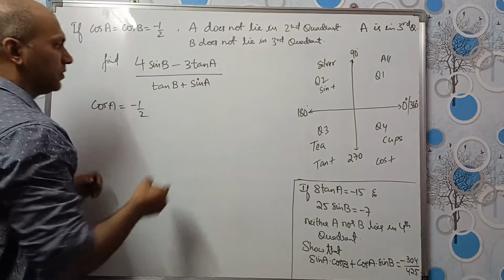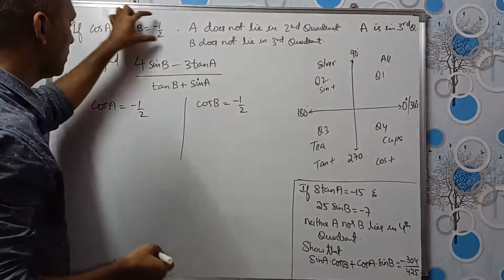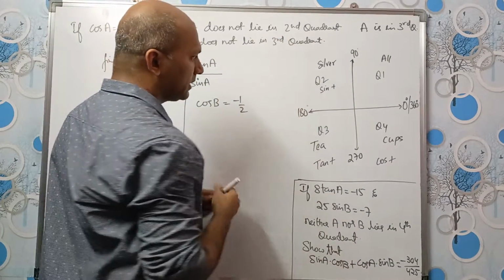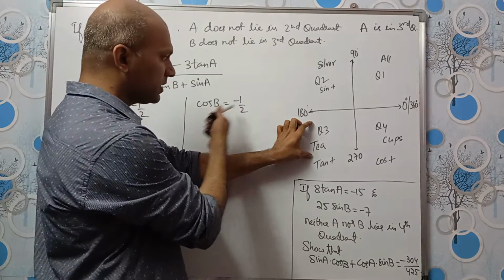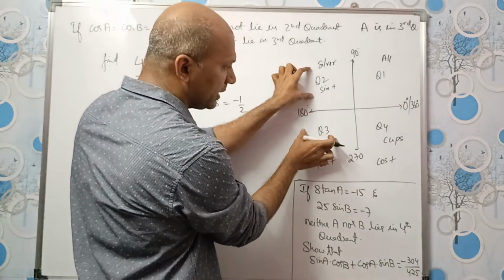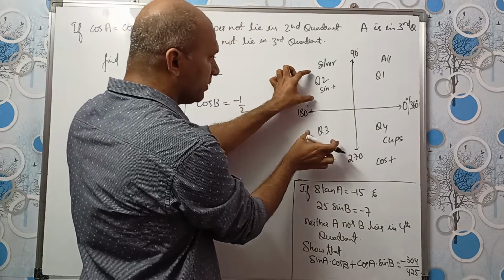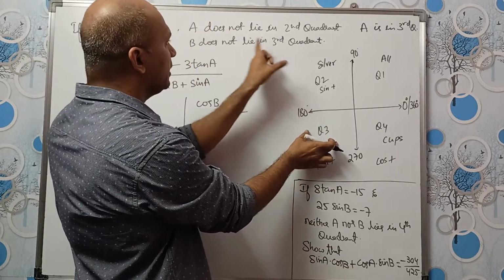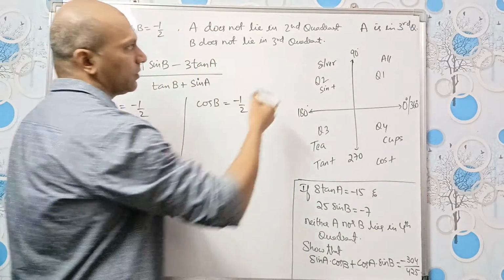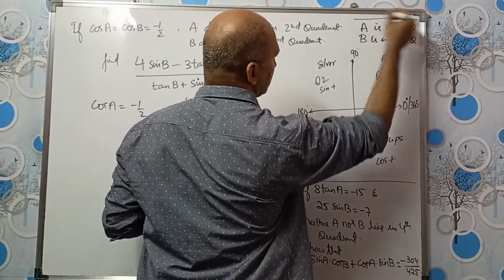B does not lie in the third quadrant. Let us check B. Cos B is also minus 1 by 2. It is clearly mentioned that B does not lie in the third quadrant. See, cos is negative. Cos is negative where? In the second quadrant and in the third quadrant. In the first and fourth, cos is positive. So cos is negative in the second and third quadrant, right? And it is clearly mentioned that B does not lie in the third, which means B lies in the second quadrant. So B is in second quadrant. Okay.